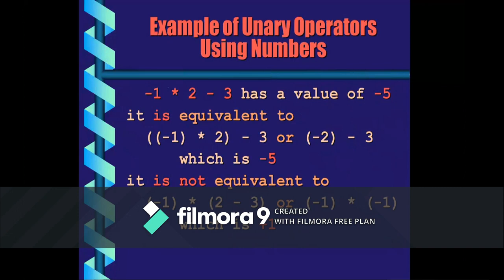And another example for that, minus 1 star 2 minus 3 has a value of minus 5, and it is equivalent to the expression with the parentheses we have mentioned. So we have to consider this. It will be minus 1 star 2, so minus 2, minus 2 minus 3, so the output will be minus 5. So this is how we have to evaluate. Minus 1 star 2, obviously it will be minus 2. If you are taking both negative signs, it will be minus 5. So the answer will be minus 5.